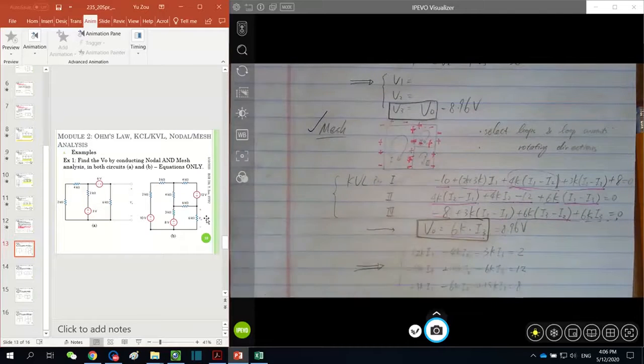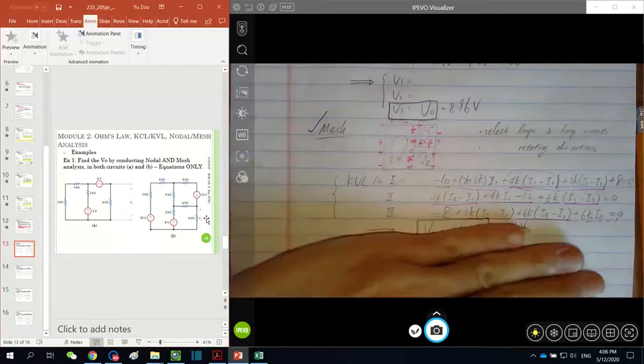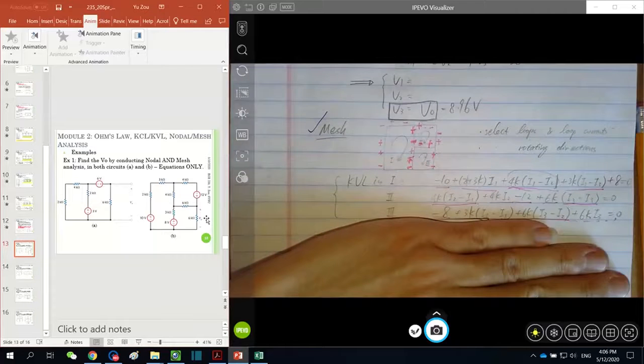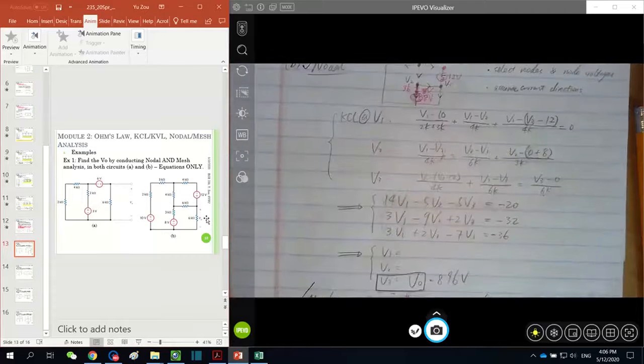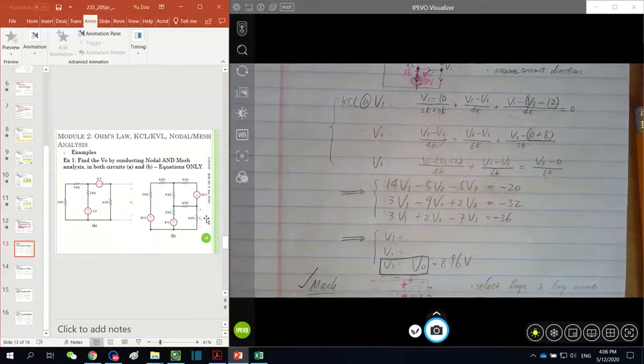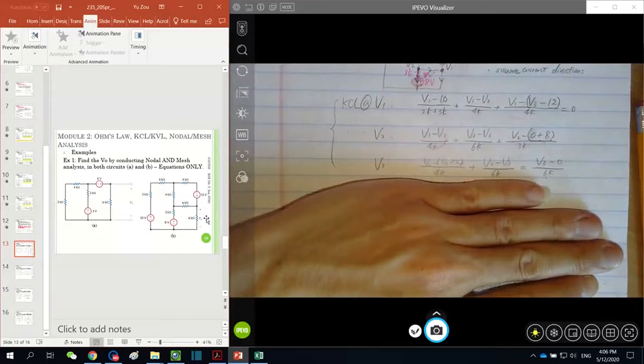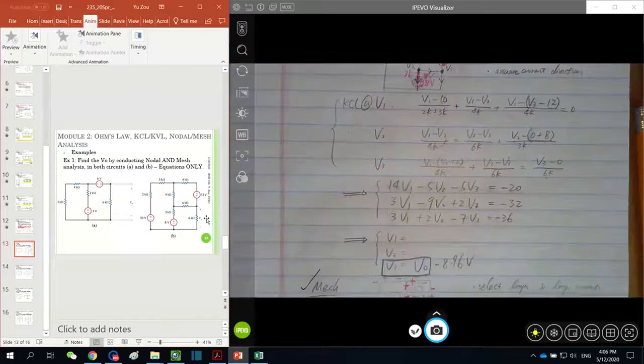In the exam, again, if only the equations are required, you should stop here. So these are the 1, 2, 3 mesh equations. Same thing for nodal. If no algebra is required, you should stop here: only 3 equations in terms of a bunch of node voltages. So this is example 1, circuits A and B.